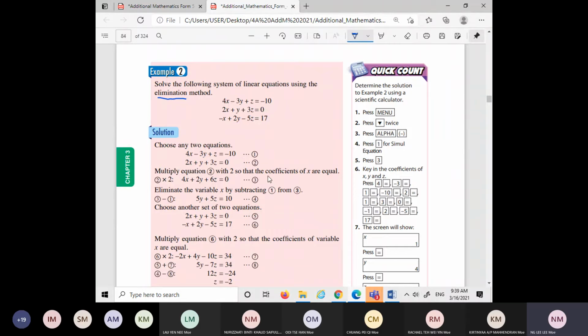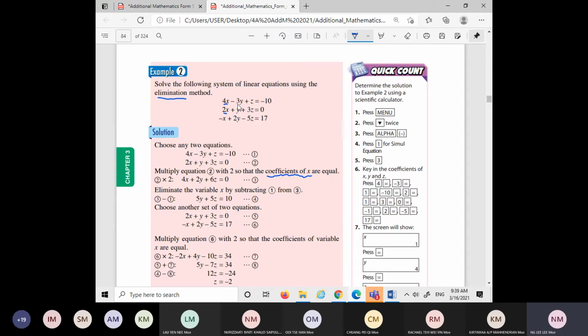Okay, so here what they are trying to do is eliminate the x. Okay, they try to eliminate the x. So therefore you see, you concentrate on the x only. If I can find any of the variables where the coefficients are the same, then it's easier. But I cannot find all.